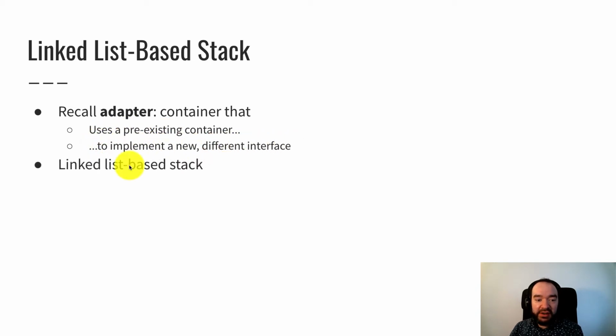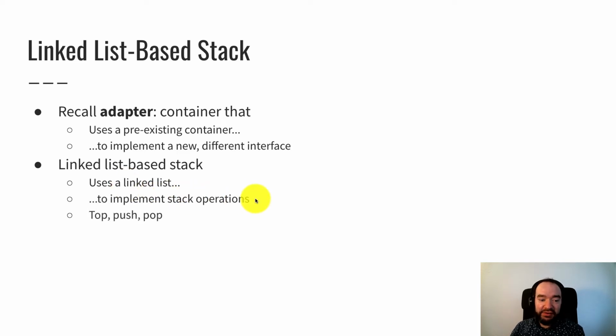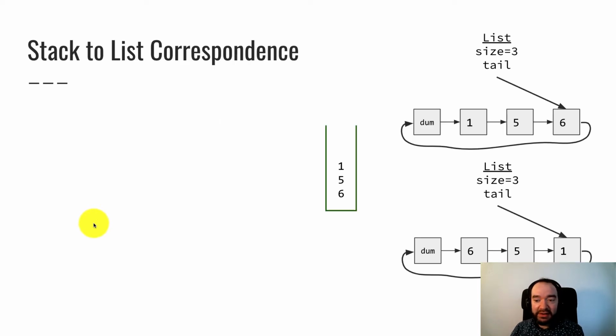So what we're doing here is a linked list based stack. That means that we're using the pre-existing linked list data structures that we covered earlier to implement the stack operations. Those would be top, push, and pop. We already have linked lists with push front, push back, and so on. We're trying to implement a new stack interface that just has the concept of the top and pushing and popping from the top. One decision we need to make is whether to use a singly linked list or a doubly linked list. We have both at our disposal.